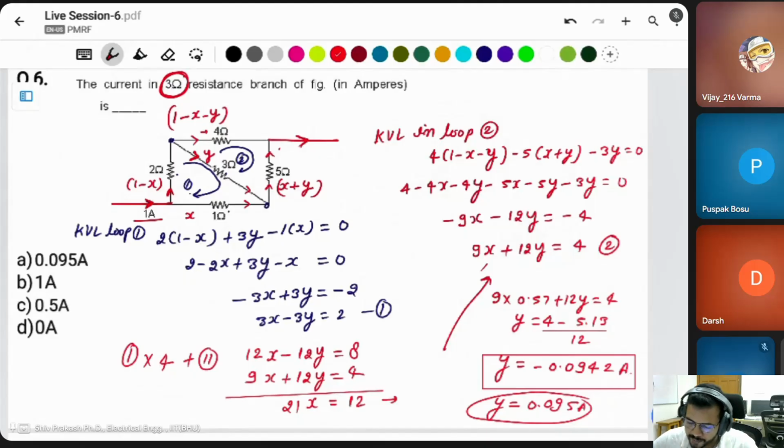Okay, but if the option is not given as negative, then it means the direction which you have taken will be the reverse direction actually. That's why you have to put the Y value as 0.095 ampere, and your taken direction will be reverse. Then this Y will be like that. Okay.